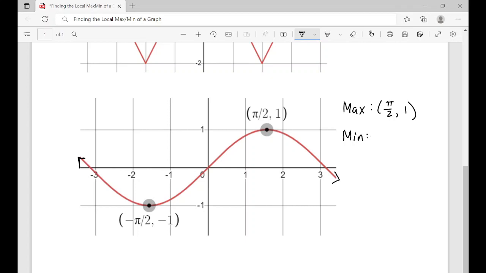As for the min, it's down here. Even though this is going down forever, we need just its finite number. Again, -pi over 2, -1. Again, what is -pi over 2? Doesn't really matter, just some number. But in this case, this graph has only one max and one min. And if that's all there is, then that's all you put down.